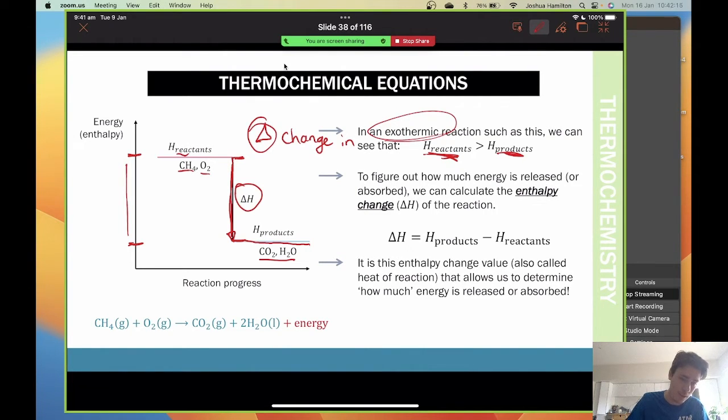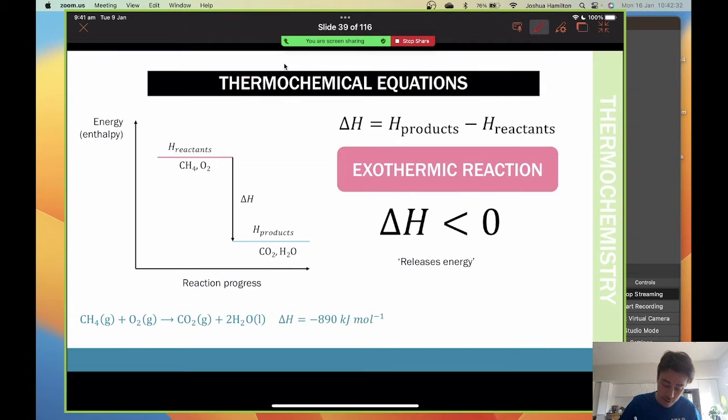Because the products are less here, energy has to have gone somewhere. And the delta H is the products take the reactants. So it's kind of like the opposite way. What does that tell you? It tells you that the delta H is going to be a negative value. The delta H will be a negative value for exothermic reactions.